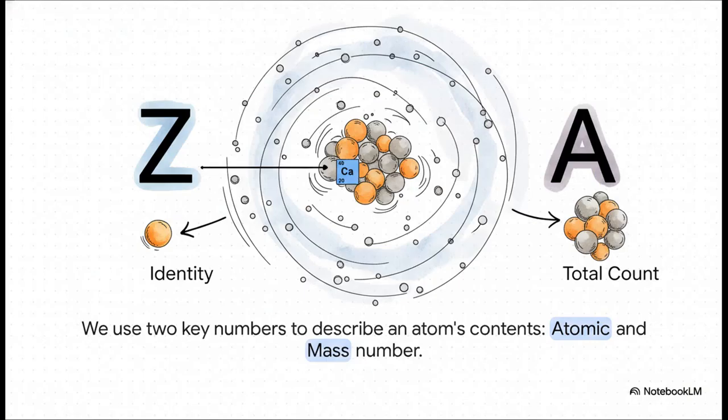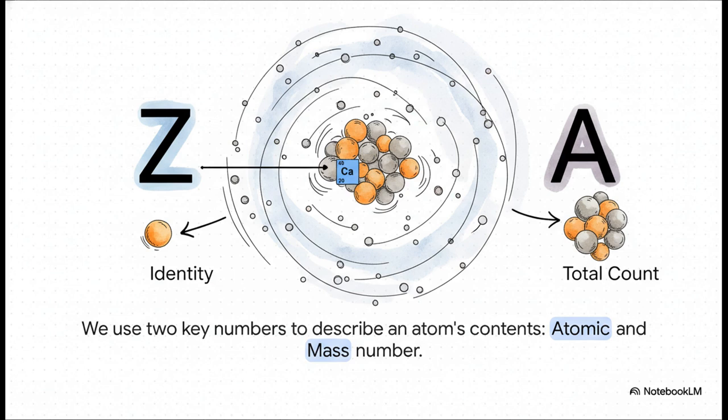So, how do we keep all this straight? Well, chemists have a pretty simple system. We use two key numbers. First is the atomic number. We call it Z. Think of this as the atom's social security number. It's just the count of protons, and it's what defines the element. So for calcium, you see it's 20. That means every calcium atom has 20 protons, period.